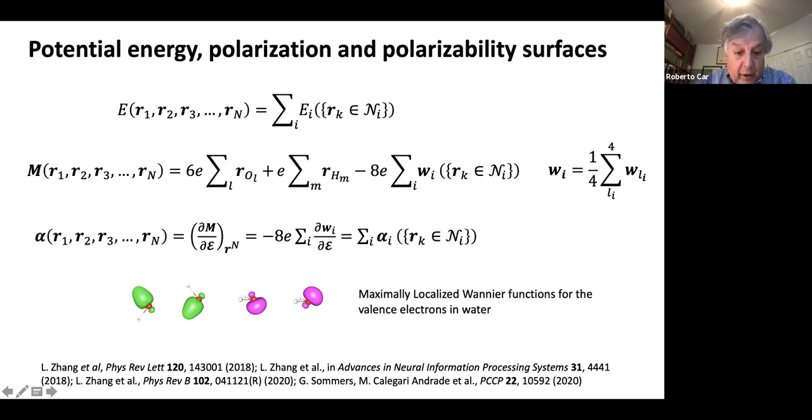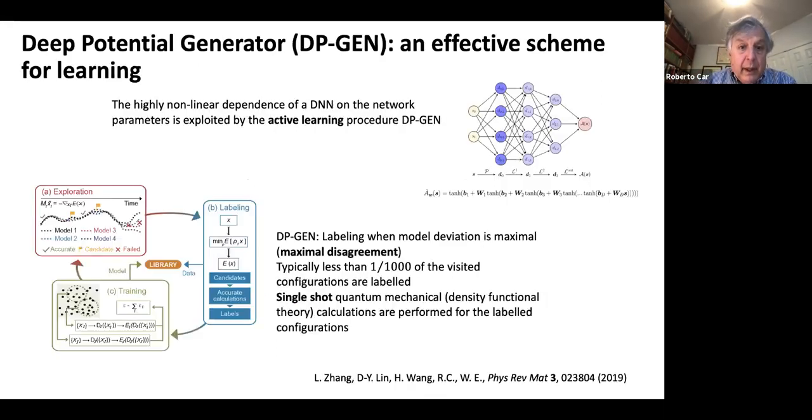So all this is described in the paper quoted below. And this allows us to do a number of things that can be done with standard ab initio molecular dynamics, but with a much higher computational efficiency. So let me move on and just spend a few words on the deep potential generator.